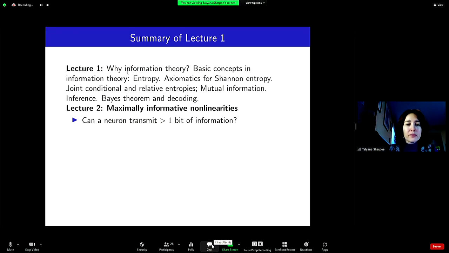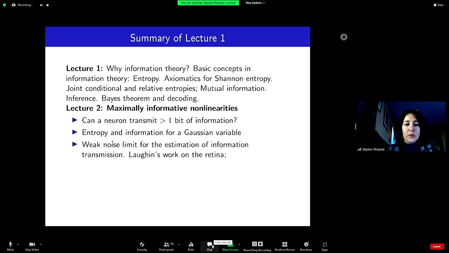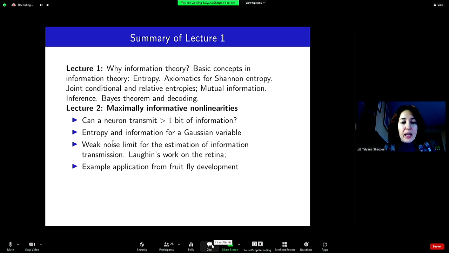We will talk about entropy and information for a Gaussian variable and an approximation when the noise is small, and optimal nonlinearities in that case, and example applications from both neural circuits and a small application from fruit fly development. So my first question: is there any overlap between this plan and what you heard earlier today and maybe yesterday?